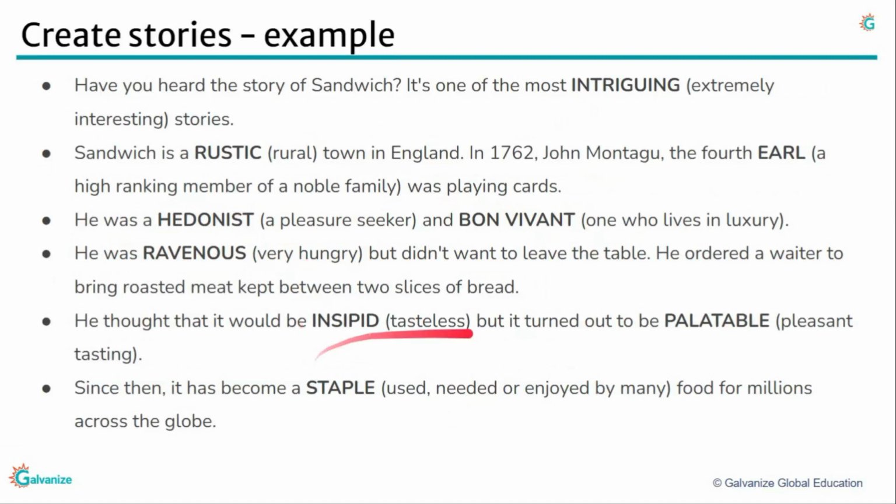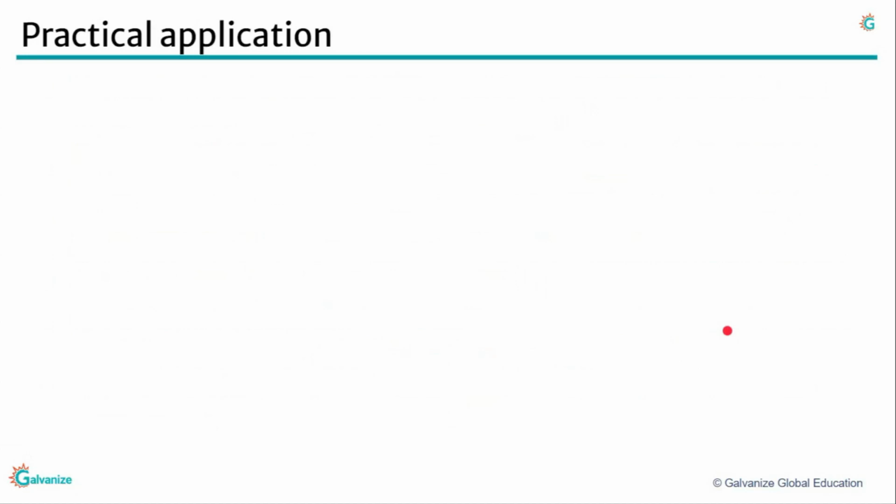Right? These two words are opposites, and so you will likely remember them as well. Insipid is tasteless, and palatable is tasty. It's pleasant tasting. Palatable is not necessarily tasty, but something that is tasting pleasant in a general sense. Okay. So now you've seen how you can turn some boring words into an interesting story. If you are learning in a group, this is yet another useful technique that you can use.